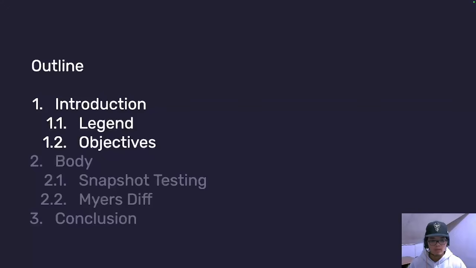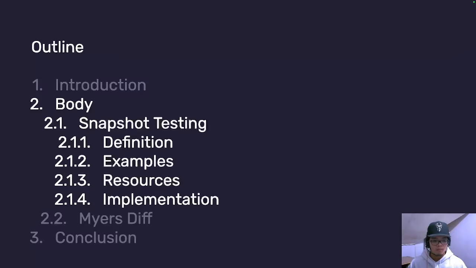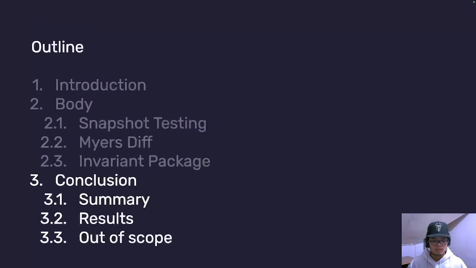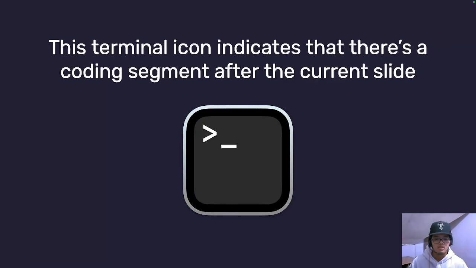This is the video outline for your convenience. We have the introduction, the body, starting with snapshot testing, Myers Diff, and then the conclusion. Timestamps are available in the description below. This terminal icon indicates that there's a coding segment after the current slide. You'll see it in the top right corner of the slide.